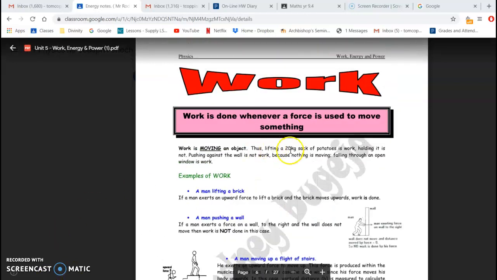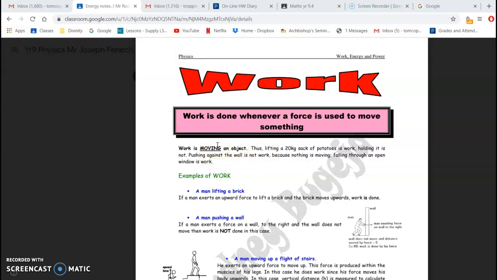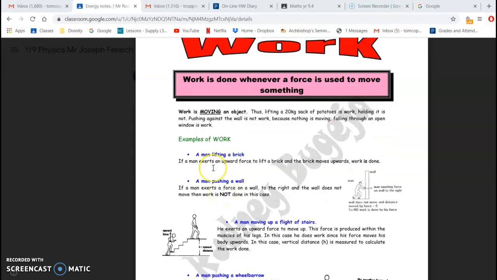Moving on to the topic of work, which is very much related to energy. Work is when we move an object, any object. So for example, when a man lifts a brick, this is an example of work. If a man exerts an upward force to lift a brick and the brick moves upwards, work is done.